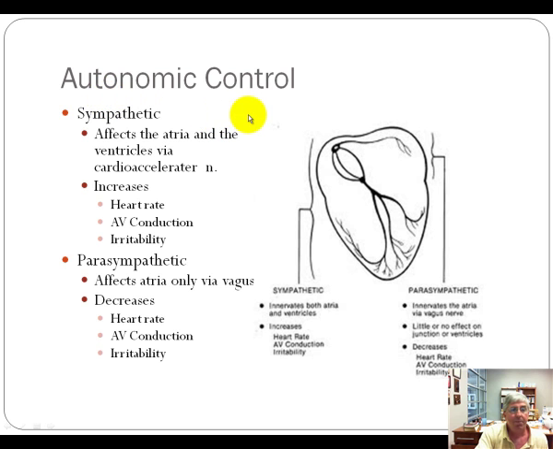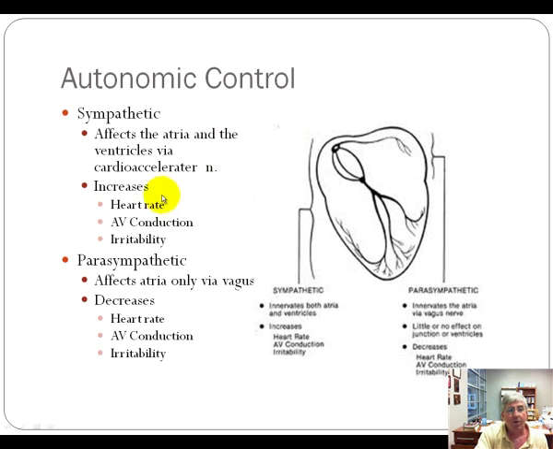If y'all can recall from basic anatomy and physiology, the autonomic nervous system is broken down into two parts: the sympathetic and the parasympathetic. The fight or flight, the sympathetic system, occurs in stressful situations. Parasympathetic dominates more in relaxed situations. But what happens is that the sympathetic nervous system works via, or by way of, a cardiac accelerator nerve. I have another picture that's a little better than this one, and I'm going to show you that in a minute.